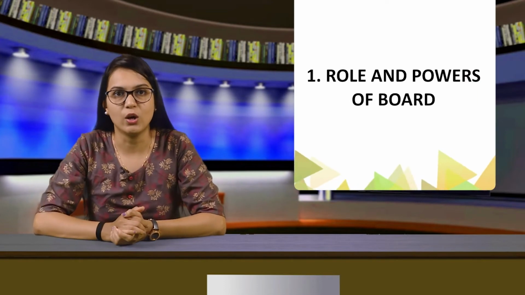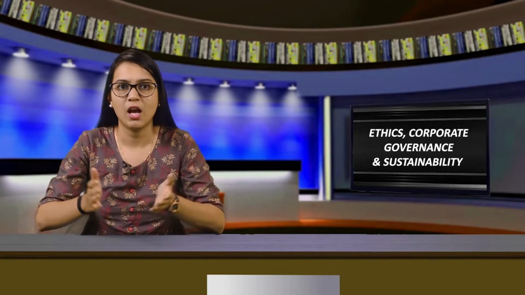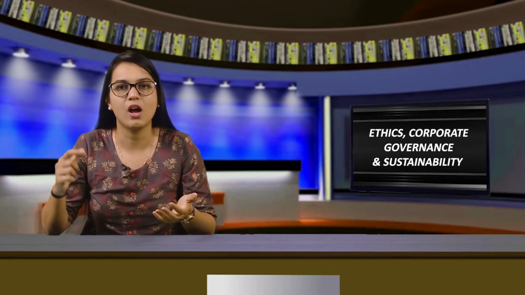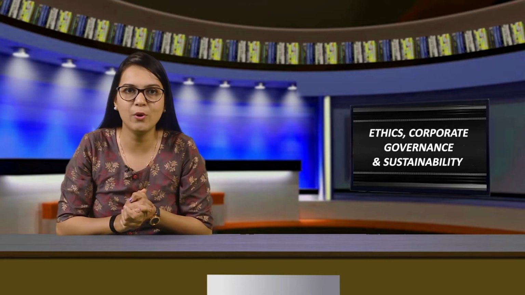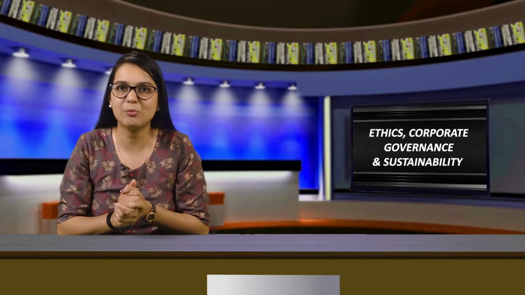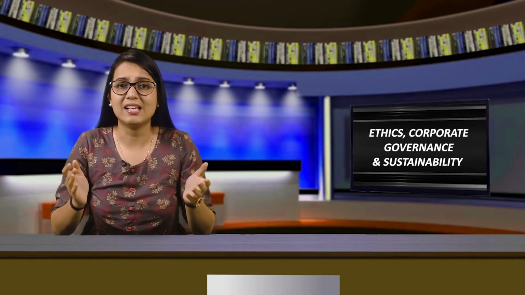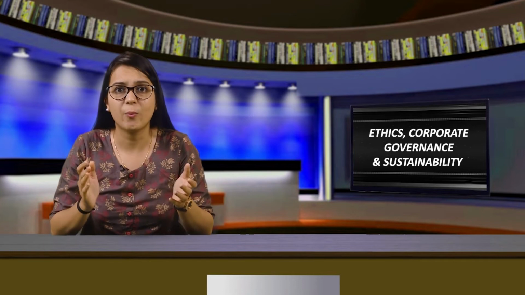Number first point, role and powers of board. The board is the primary direct stakeholder influencing corporate governance. Directors are elected by shareholders or appointed by other board members and are tasked with making important decisions such as corporate officer appointments, executive compensation and dividend policy. The board as a main functionary is primarily responsible to ensure value creation for its stakeholders.